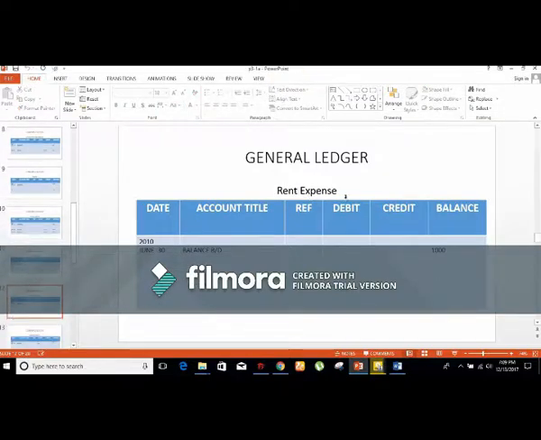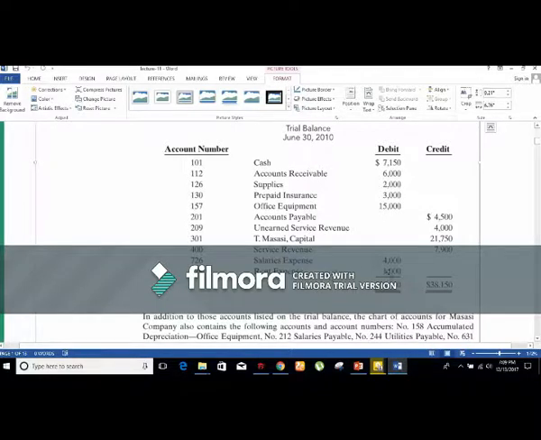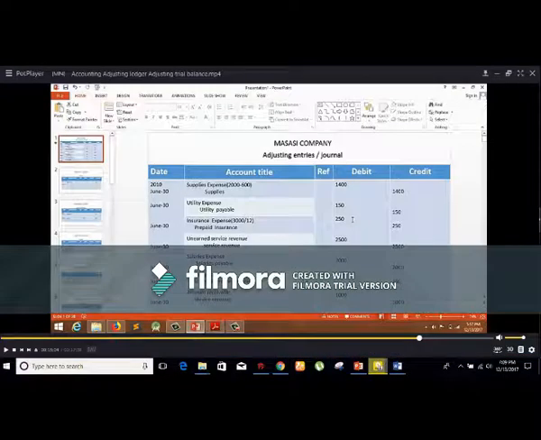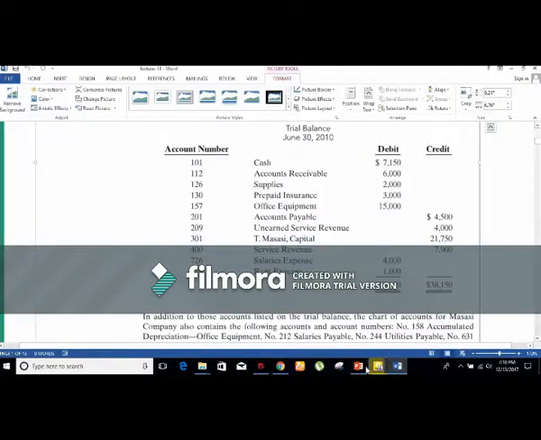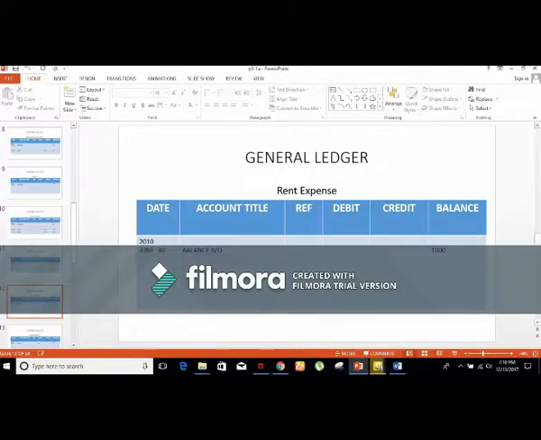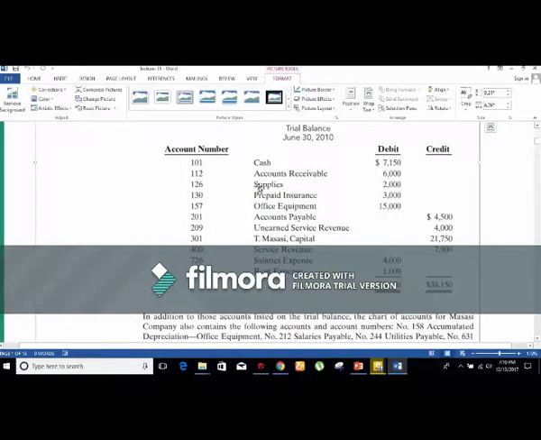Okay, next one is rent expense. Let's see the question. Rent expense is given as a debit balance of 1,000. Is there any entry for rent expense in the adjusting journal? No, there are no entries, so we can write it here as a balance of 1,000. So we have completed the ledgers for the question entries.